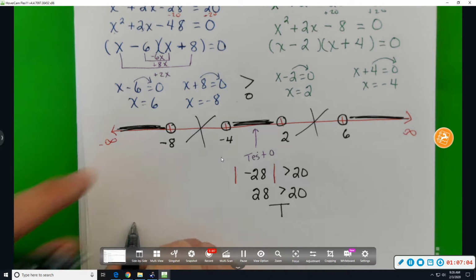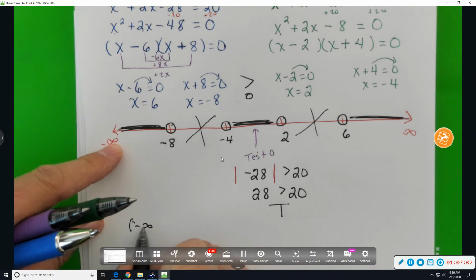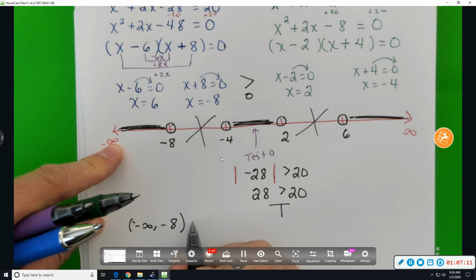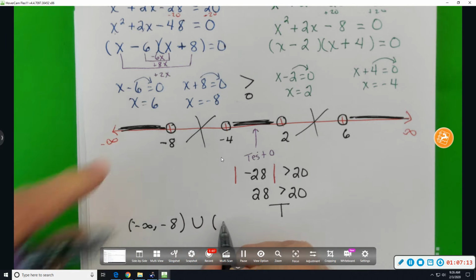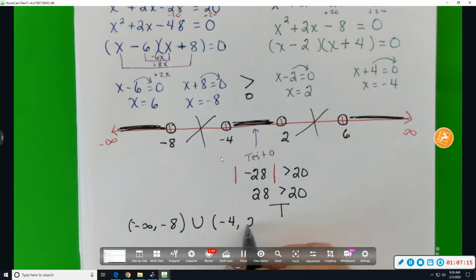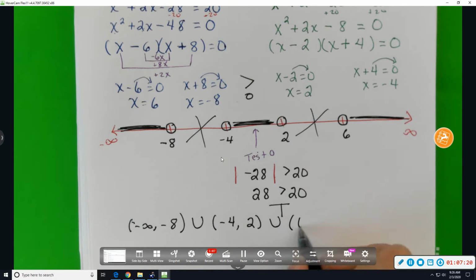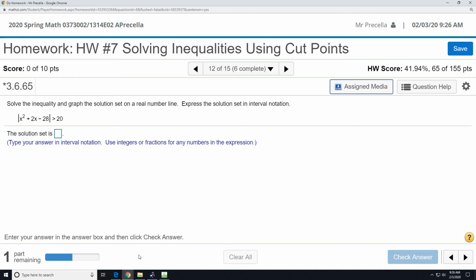So let's see. It's going to be negative infinity, comma, negative 8. Hopefully you can tell my infinities from my 8s. Negative 4 to 2. Notice, the crossed out ones are not part of the answer. It's the shaded ones, the true ones, that are the answer. So negative infinity to negative 8, union negative 4 to 2, union 6 to 8, 6 to infinity.